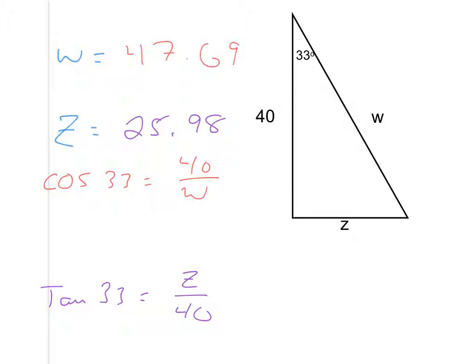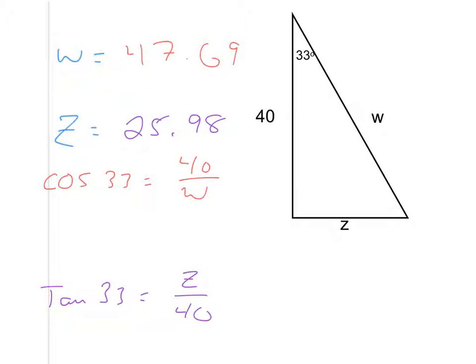Okay, you should have found that w is equal to 47.69, and I'll show you how I did that in a moment. And you should have found that z is equal to 25.98. What I did to solve for w, I wrote that the cosine of 33 is equal to the adjacent over the hypotenuse, which is 40 over w.